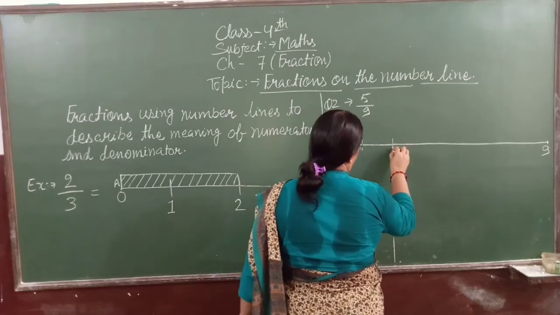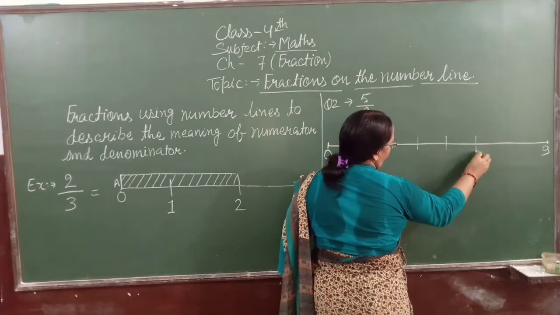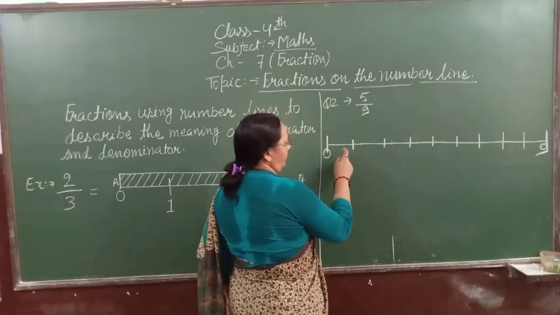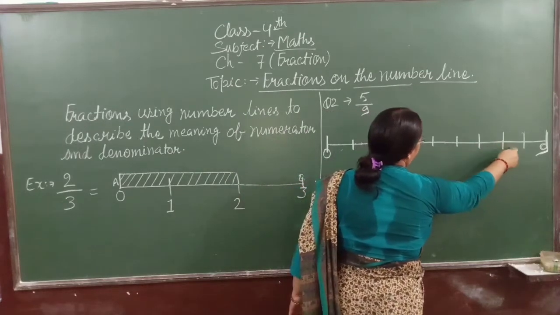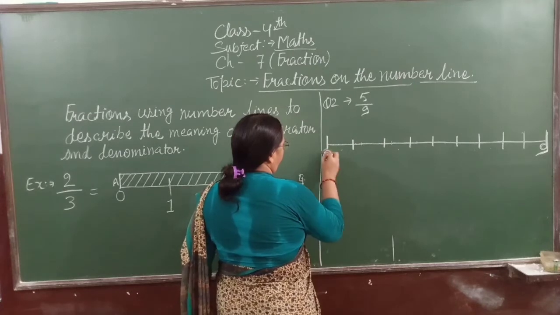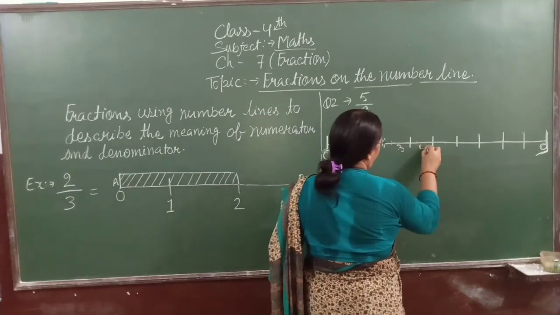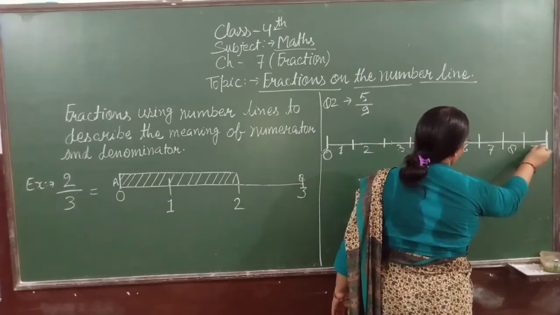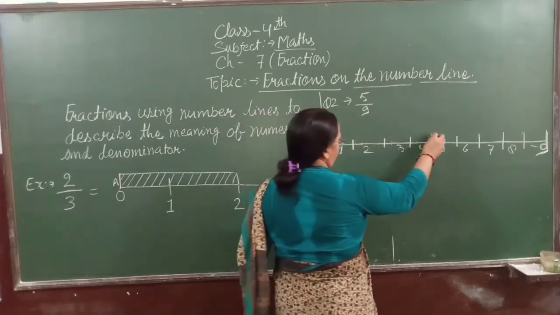1, 2, 3, 4, 5. Now students, we have to draw 9 equal parts. 1, 2, 3, 4, 5, 6, 7, 8, 9. Now the numerator shows 5. This is 9. The numerator is 5.